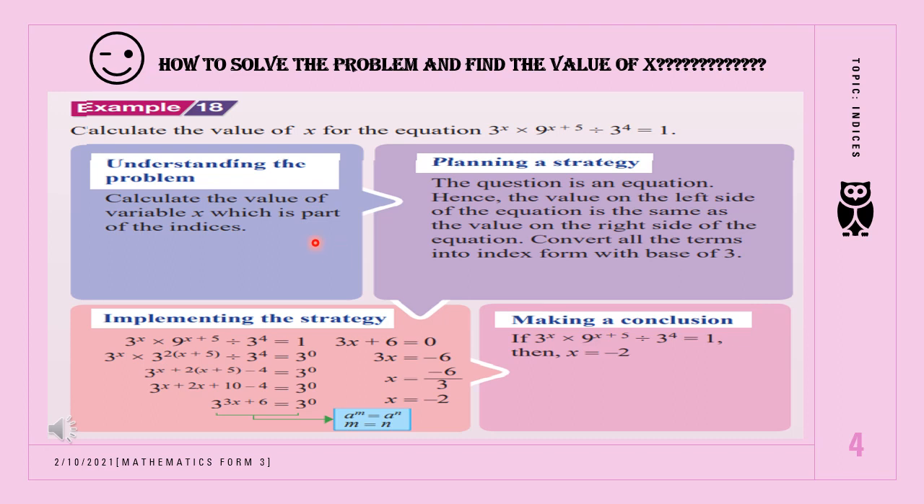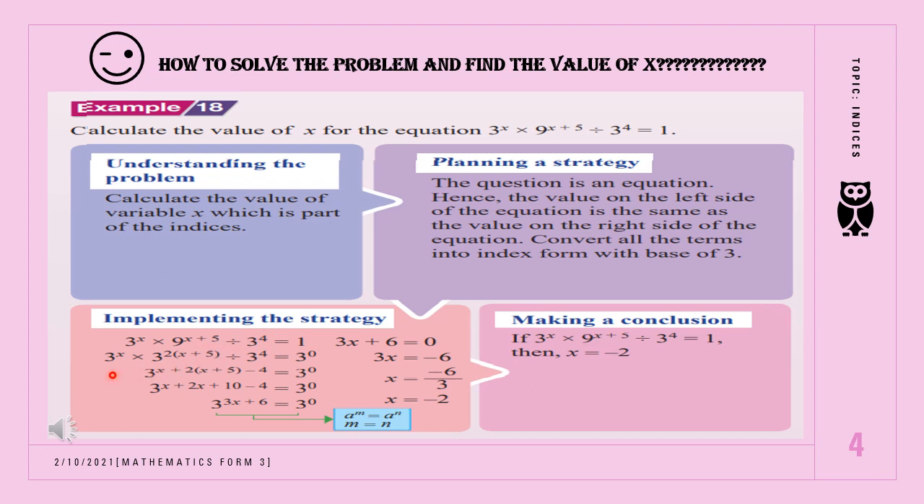This question is about indices. We understand it with the one by one technique. Understanding the problem: calculate the value of the variable x which is part of the indices. Number 2, planning a strategy. The question is an equation. Hence, the value on the left side of the equation is the same as the value on the right side of the equation. Convert all the terms into index form with base of 3. Number 3, implementing the strategy.